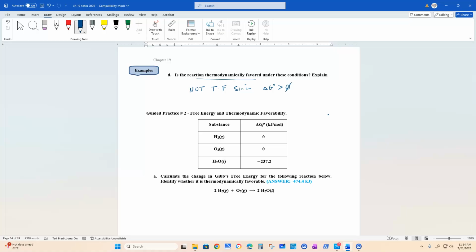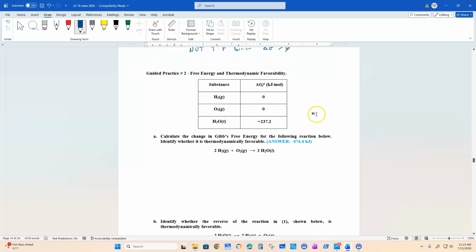Let's practice products minus reactants. I have a balanced equation, 2H2 and O2, and it gives me 2 waters as a liquid. I have all the values that I need. Notice I don't have delta H or S, so I'm going to do products minus reactants. I have elemental state, delta G of zero, but I have water. So I'm going to take those 2 waters, that is negative 237.2. And remember, this is delta G, kilojoules per mole.